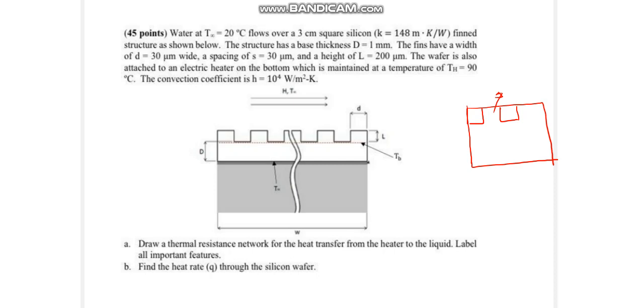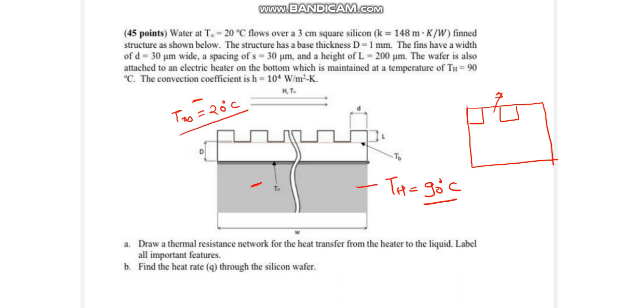There is a heater which is maintained at a temperature of T_H equal to 90 degrees centigrade. So in this problem we have to find out the rate of heat transfer from this bottom heater to this flowing water. The water is maintained at T infinity equal to 20 degrees centigrade.